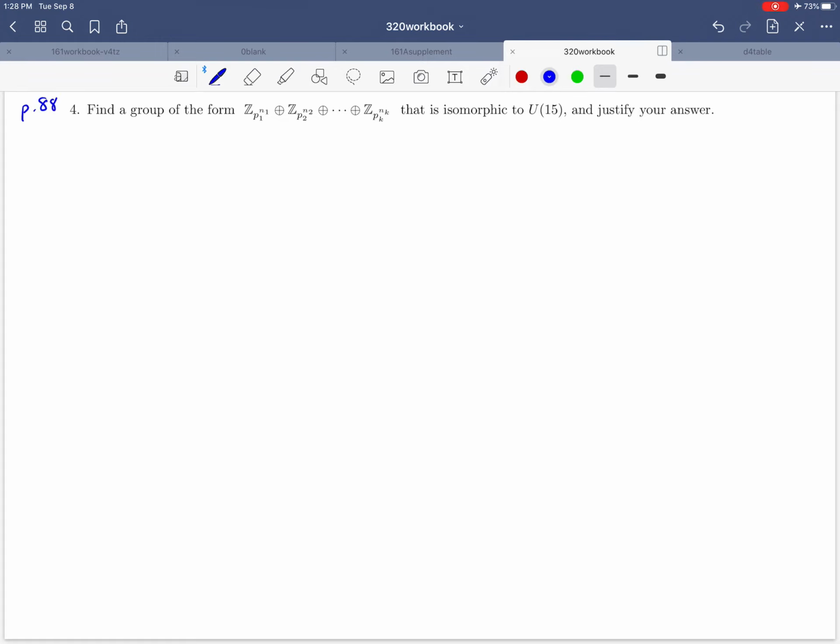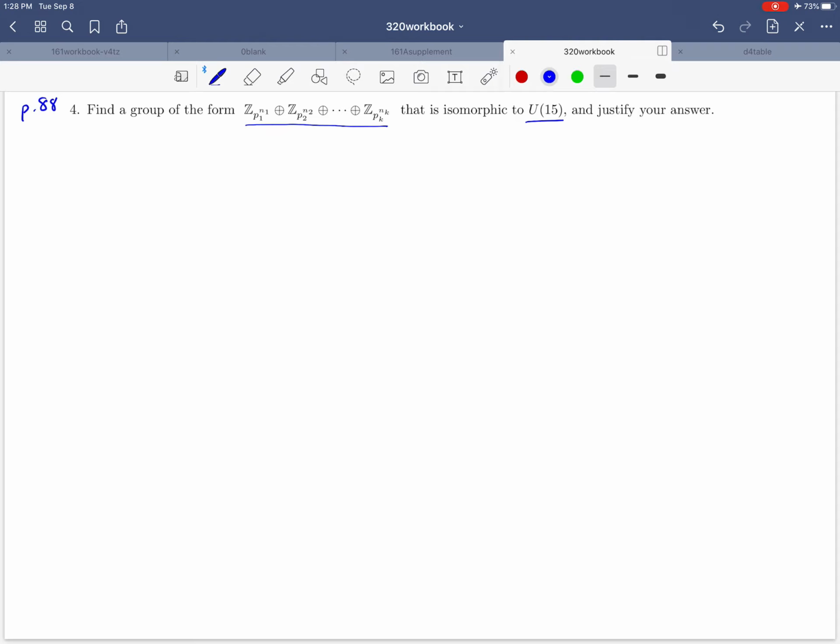So they'd like us to find a group of the form this, and notice that that's just the standard way of representing any finite abelian group. According to the theorem of this chapter, we'd like to find a group of that form that's isomorphic to U of 15. Okay? So let's talk about how we might do that.